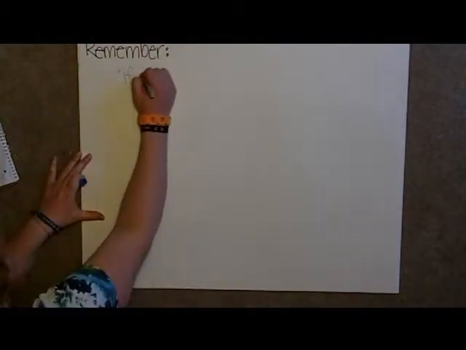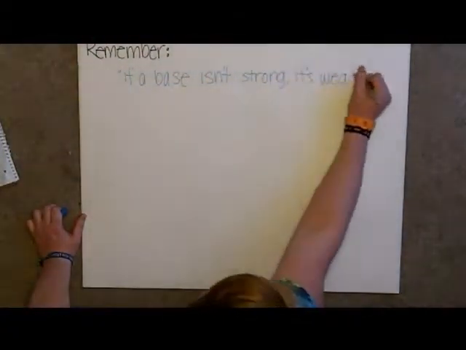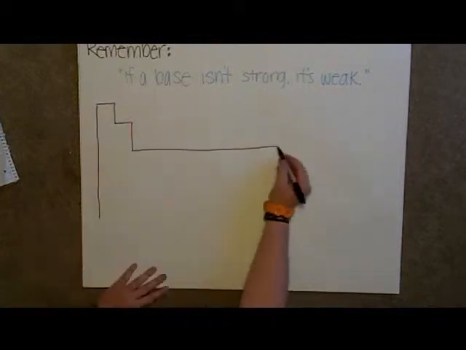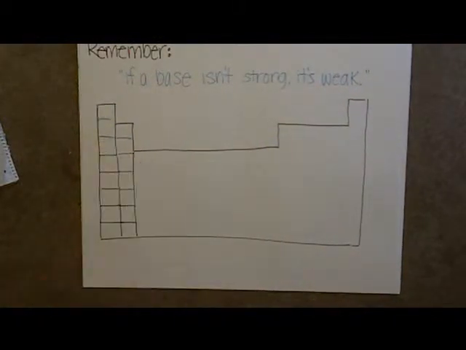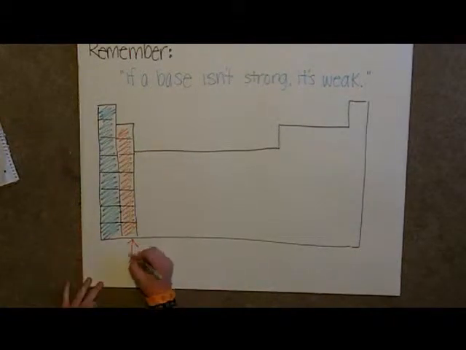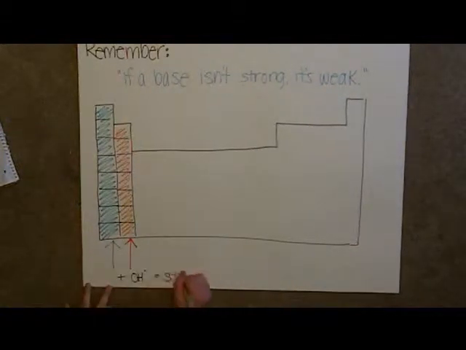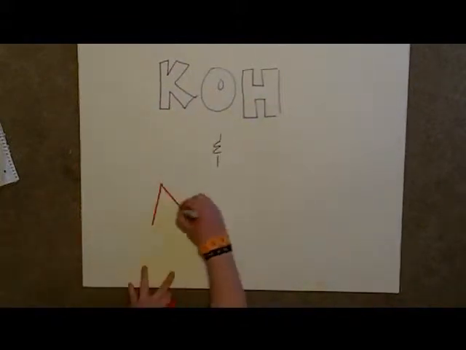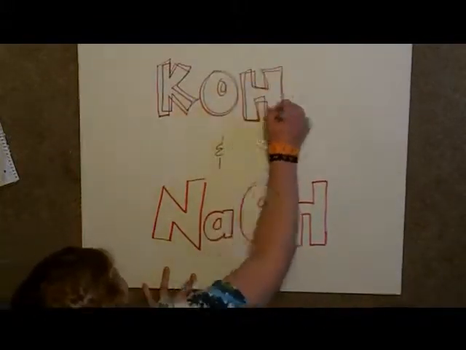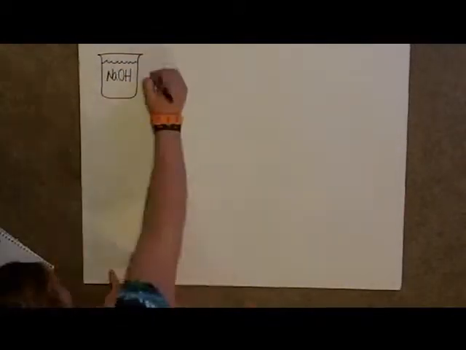Like acids, for bases we can say, if a base isn't strong, it's weak. For this class, we're going to use the term strong base for any alkali hydroxide or alkaline earth hydroxide. So if we see hydroxide with any element from the first or second group in the periodic table, it is a strong base. The strong bases we'll see most in this class are potassium hydroxide and sodium hydroxide.